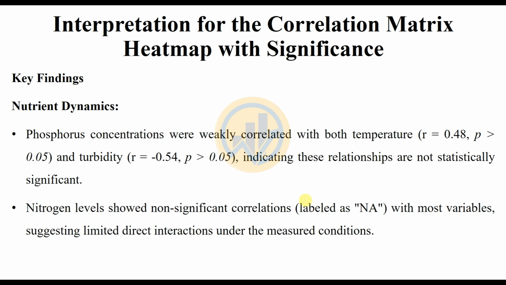Nutrient dynamics. Phosphorus concentrations were weakly correlated with both temperature and turbidity. The value for temperature is 0.48 and for turbidity minus 0.54, indicating those relationships are not statistically significant. Nitrogen levels show non-significant correlations, labeled as NA, with most variables, suggesting limited interactions under the measured conditions.